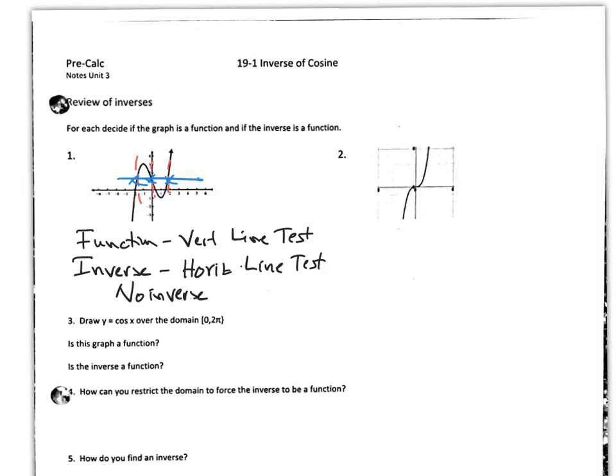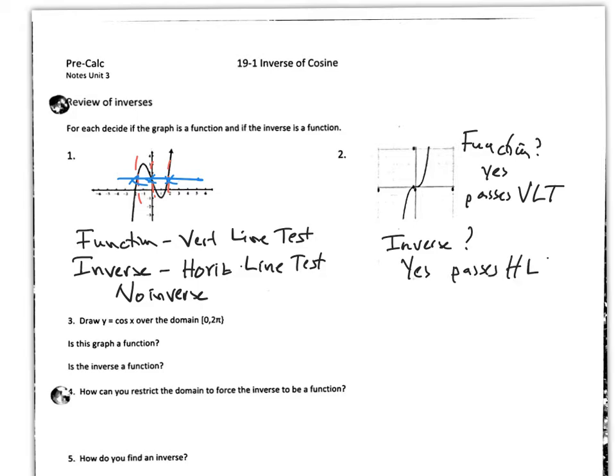So again, let's just go back through that again for problem number 2. Is this picture a function? And yes, it is, because it passes the vertical line test. Is the inverse a function? Again, we don't know what it is. And that, of course, is also yes, because it passes the horizontal line test.